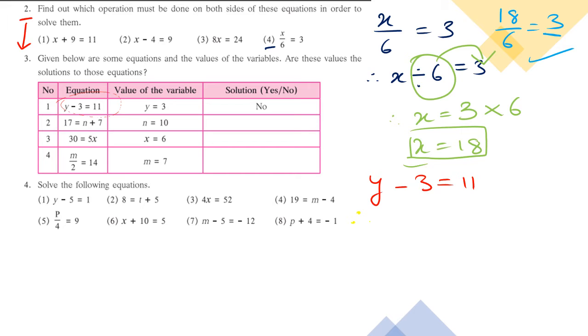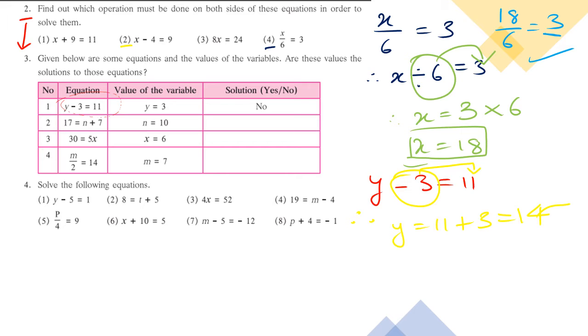Okay. You see the minus 3 sign over here, it is similar to question number 2. So you take it from the left hand side to the right hand side, and you get y is equal to 11 plus 3. Minus 3 becomes plus 3, which is 14. y is equal to 14 is the answer, but they have mentioned y is equal to 3. So it is wrong, right? So you have to write no. Correct? Good. Then we will solve question number 3 and 4.